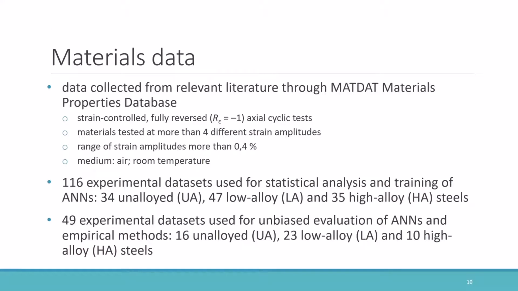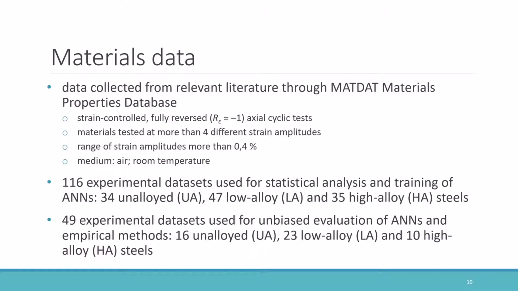For this research, materials data were collected from relevant literature through the MADAT Materials Properties Database, and here you can see the criteria that we used. These are high quality data. We used only strain controlled, fully reversed axial cyclic tests, materials that were tested at more than 4 different strain amplitudes and at a range of strain amplitudes of more than 0.4%.